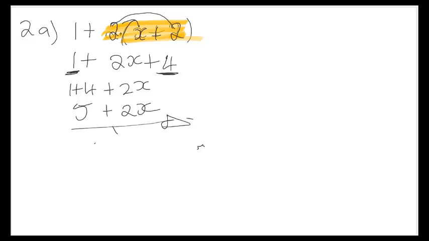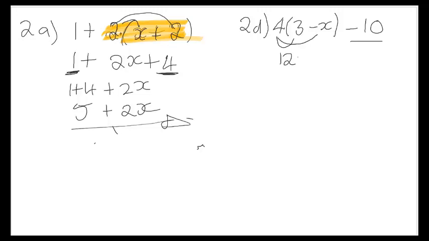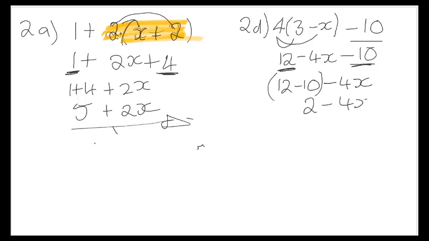Let's look at 2d. So 2d says 4 open bracket 3 minus x close bracket minus 10. So the first thing I do is I say 4 times 3, which is 12. Remember, we're doing multiplication first. This is multiplication. So this negative 10 is going to wait for us. 4 times 3 is 12, and 4 times minus x is minus 4x. Now I bring down the negative 10, minus 10. I just copy it from the top. Now I do like terms. 12 and minus 10 go together. 12 minus 10 minus 4x. So 12 minus 10 is going to give me 2 minus 4x. That's your final answer.